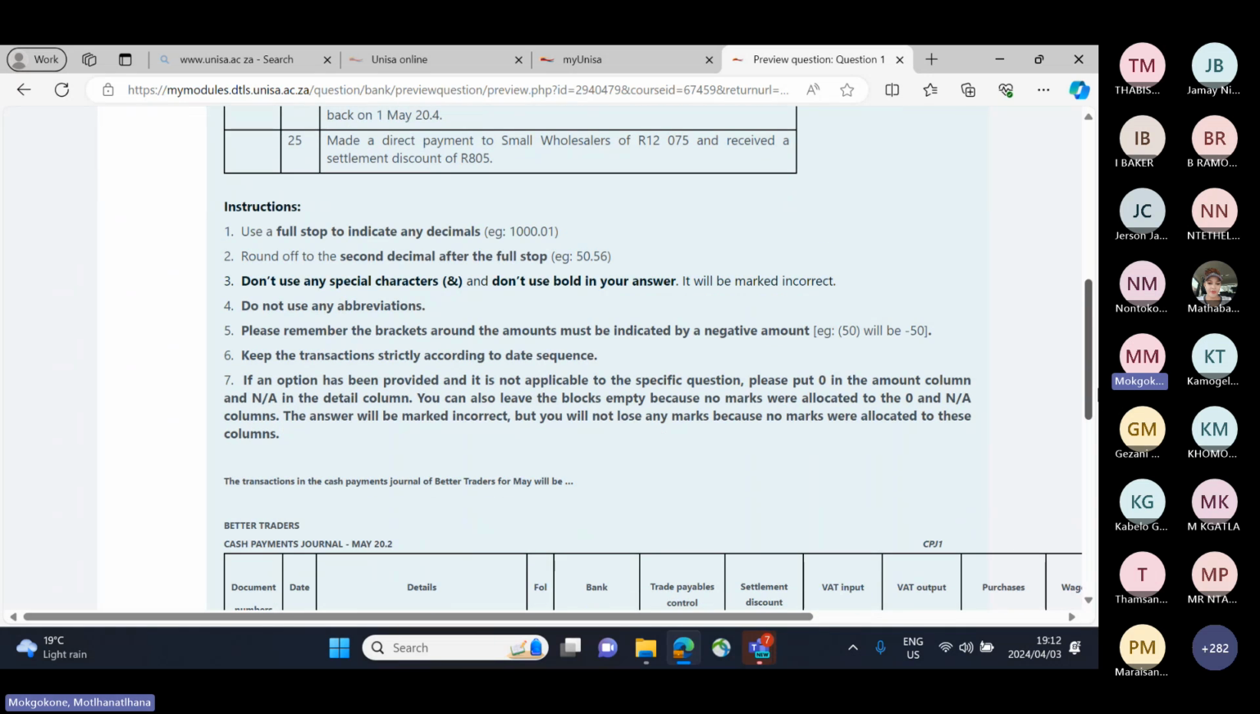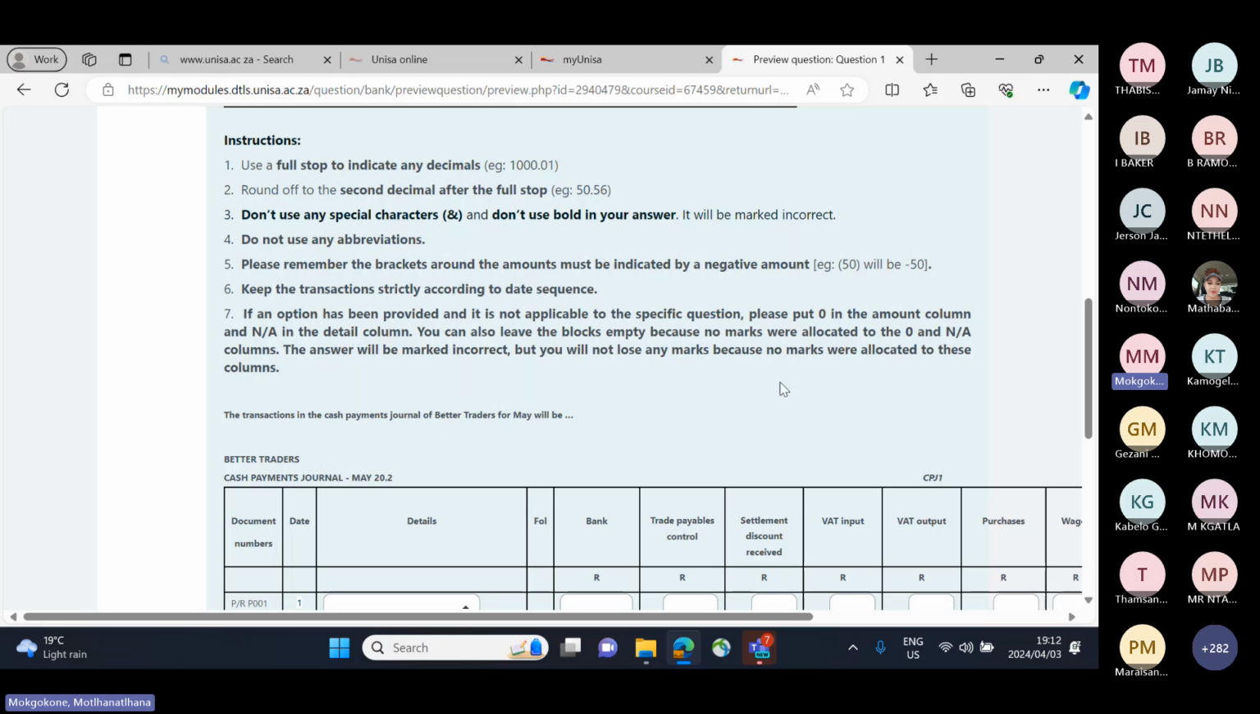Here, let's go to the instruction first. Instruction 1 says, use a full stop to indicate any decimals because it is very important to read the transaction. Instruction number 2 says round off to a second decimal after full stop. Instruction number 3, do not use any special characters and do not use bold in your answer. It will be marked incorrect. Do not use any abbreviations.